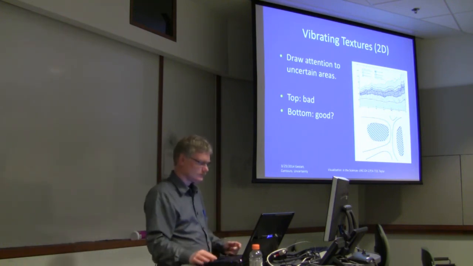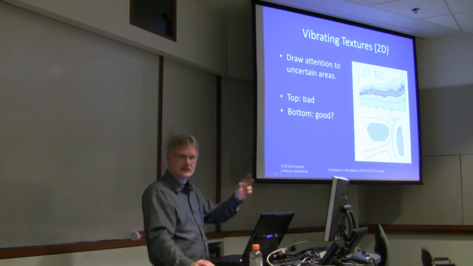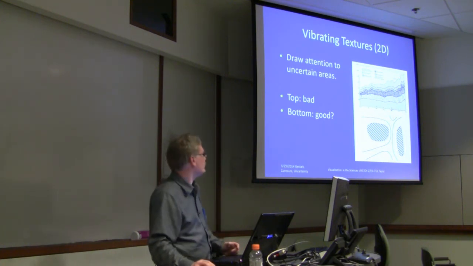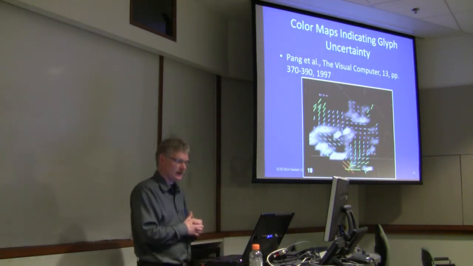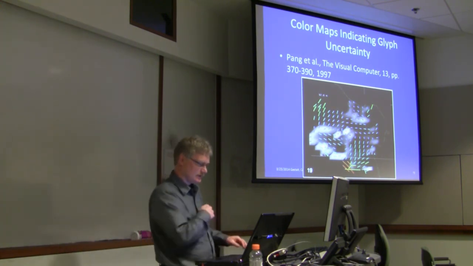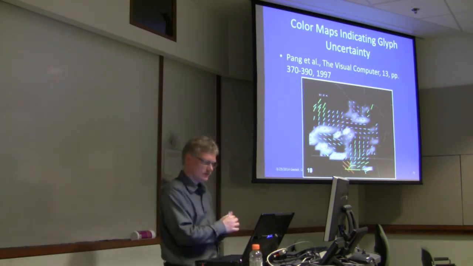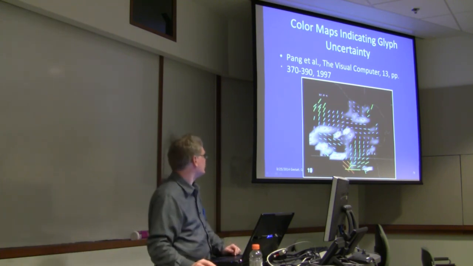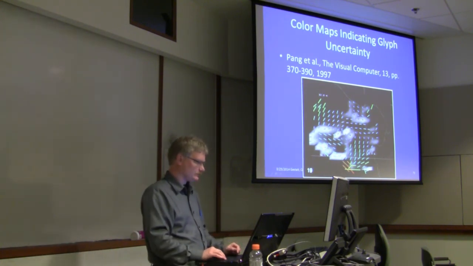So what's varying there? The lines moving around? The texture that's filled in here would vary from frame to frame to give you an idea that you didn't know exactly what the material was over time. Then color maps to indicate glyph uncertainty. And here's an extrinsic approach, showing the vector field as a vector field, and then the uncertainty as a color map on top.